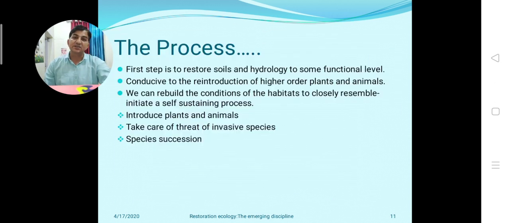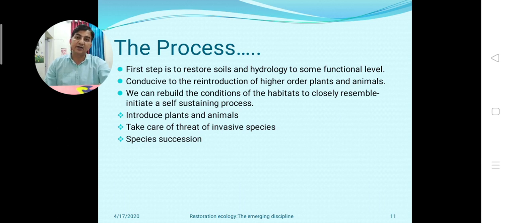So, what is the process? How should we go about maintaining or restoring an ecosystem? The first step is to restore soils and hydrology to some functional level. Then only we can move further. Then it will become conducive to the reintroduction of higher order plants and animals.